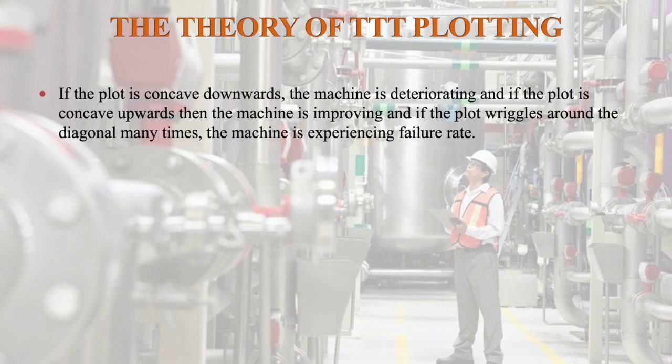If the plot is concave downwards, the machine is deteriorating, and if the plot is concave upwards, then the machine is improving, and if the plot wriggles around the diagonal many times, the machine is experiencing a constant failure rate.